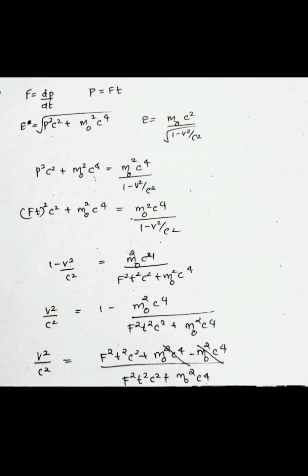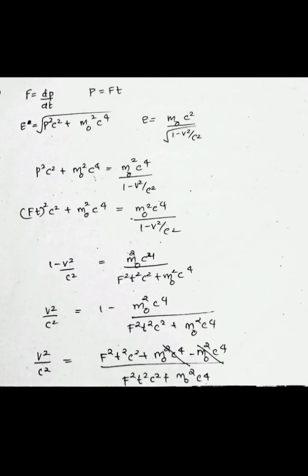Next question is, a constant force F is applied to a relativistic particle of rest mass m. If the particle starts from rest at t is equal to 0, its speed after a time t is dash. Here we need to find the velocity. So here it is given that F is equal to dP by dt, that is P is equal to F into t. E is equal to square root over P square c square plus m naught square c raised to 4. So we also know that E is equal to m naught c square divided by square root over 1 minus v square by c square.